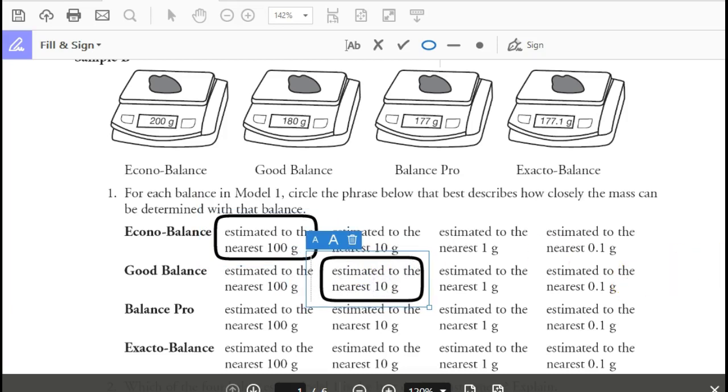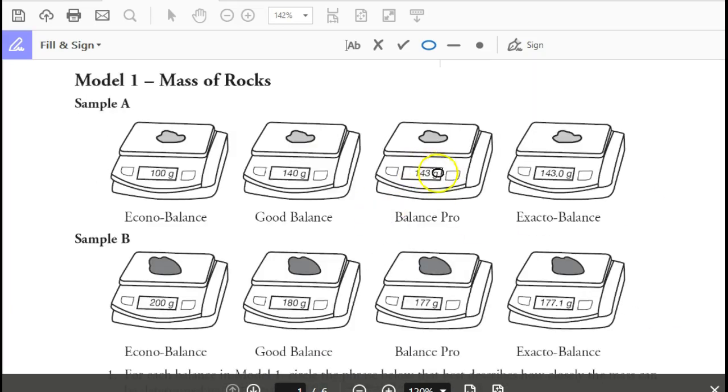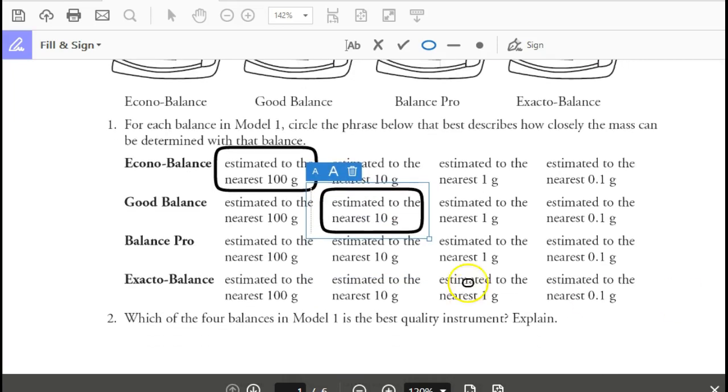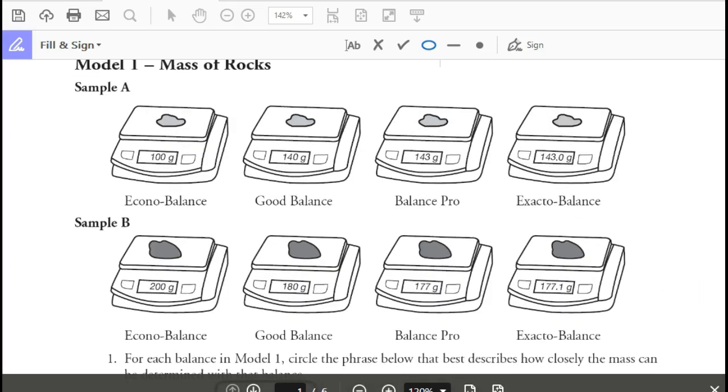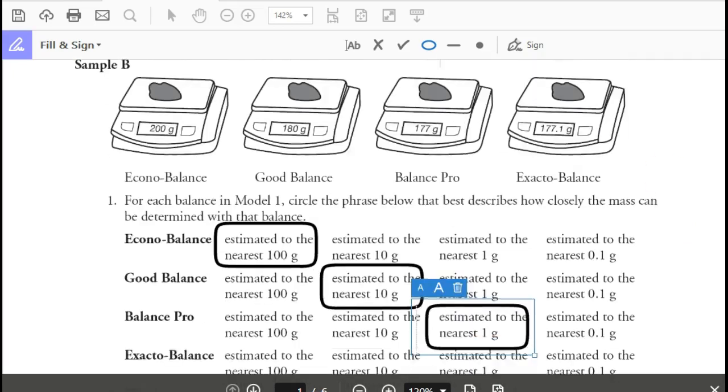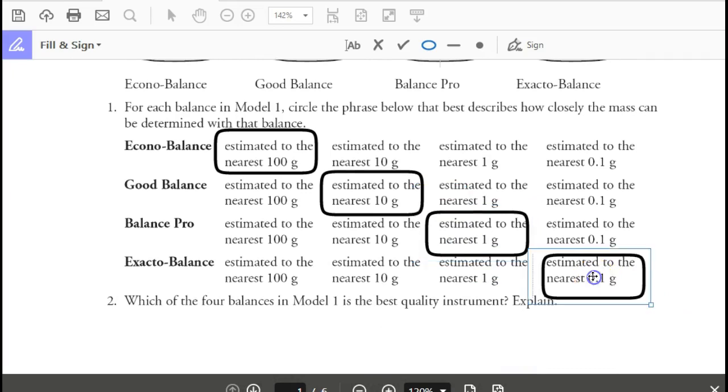The Balance Pro, not only is it picking up 140, but it's picking up a 3. So this one's more precise. It's picking it up onto the ones place, so estimated to the nearest 1 gram. And for this one, it picked up a 0. So this is the tenths place, or the nearest 0.1 grams. So that's what they're estimating at.